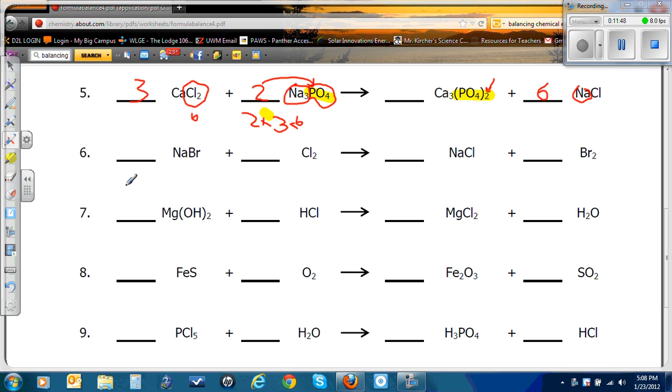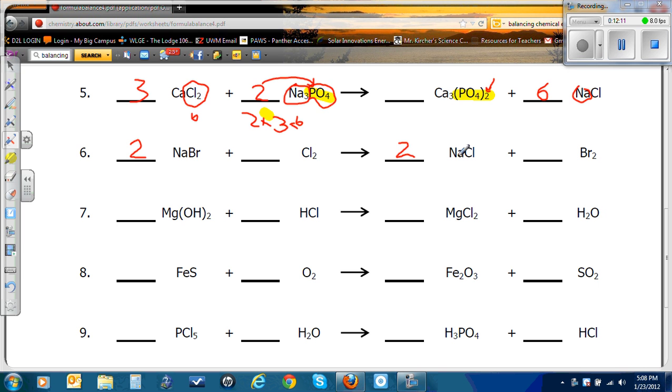Moving on to the next problem, problem number 6. We have 1 part sodium, 1 part sodium, 1 part bromine, 2 parts bromine. So we need a 2 over here. Okay, let's move on to the next part. Next compound, chlorine, 2 parts chlorine. So we need a 2 here. Okay, go back and check if we're balanced.